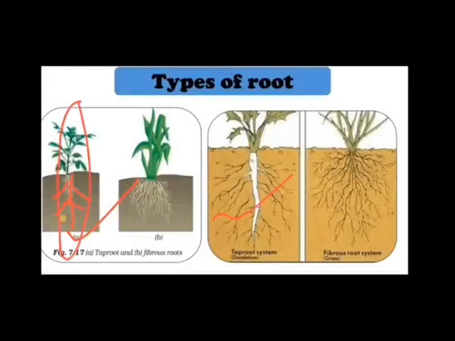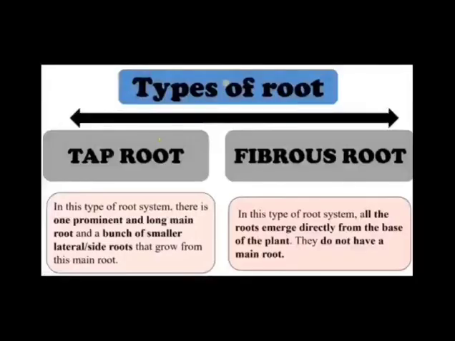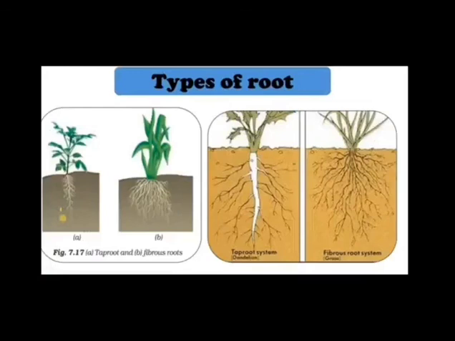Now we will study about fibrous root. In this type of root system, all the roots emerge directly from the base of the plant. They do not have a main root. Can you see this? There is no main root present and all the roots are emerging from the base of the stem. So this type of root system is known as the fibrous root system. These are also fibrous roots.